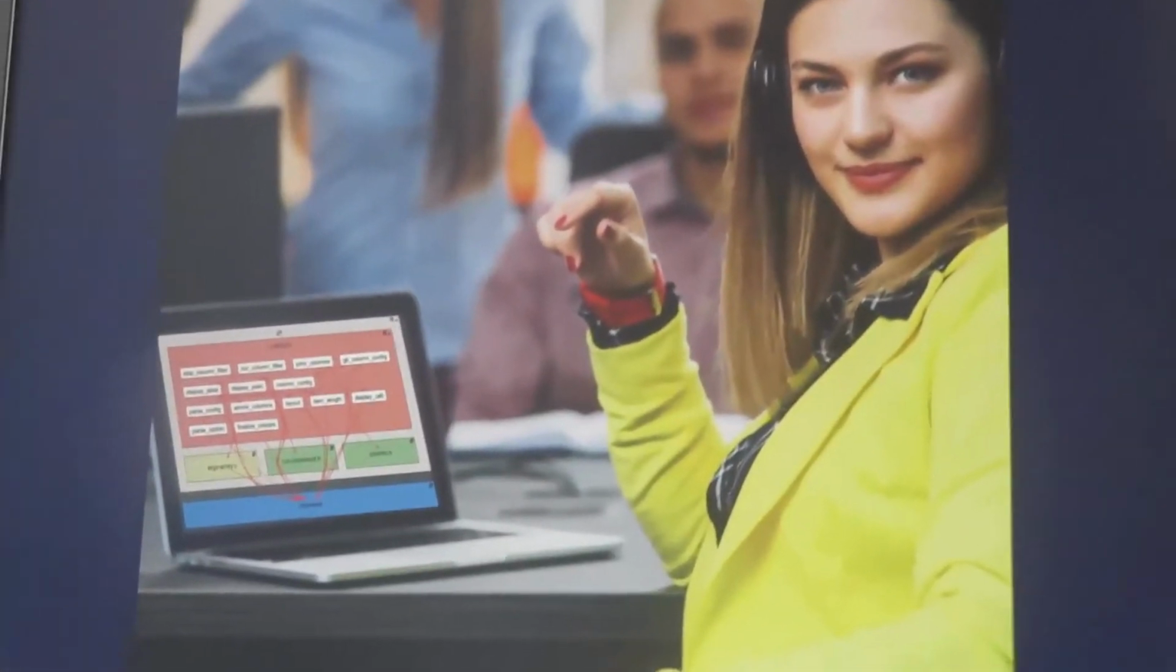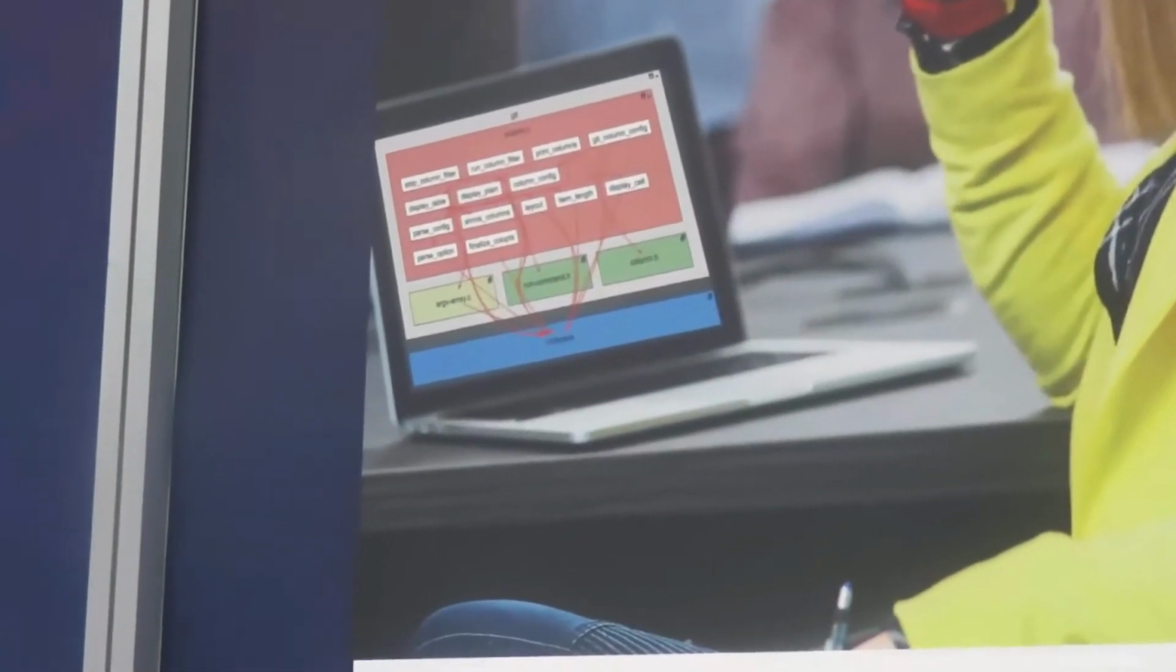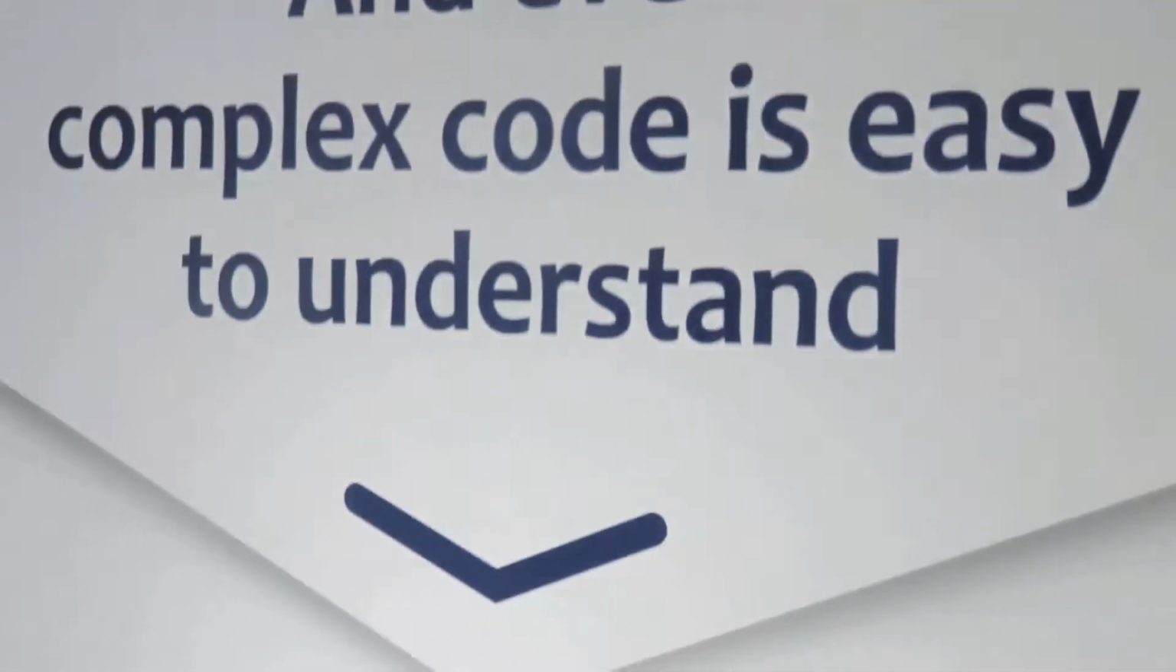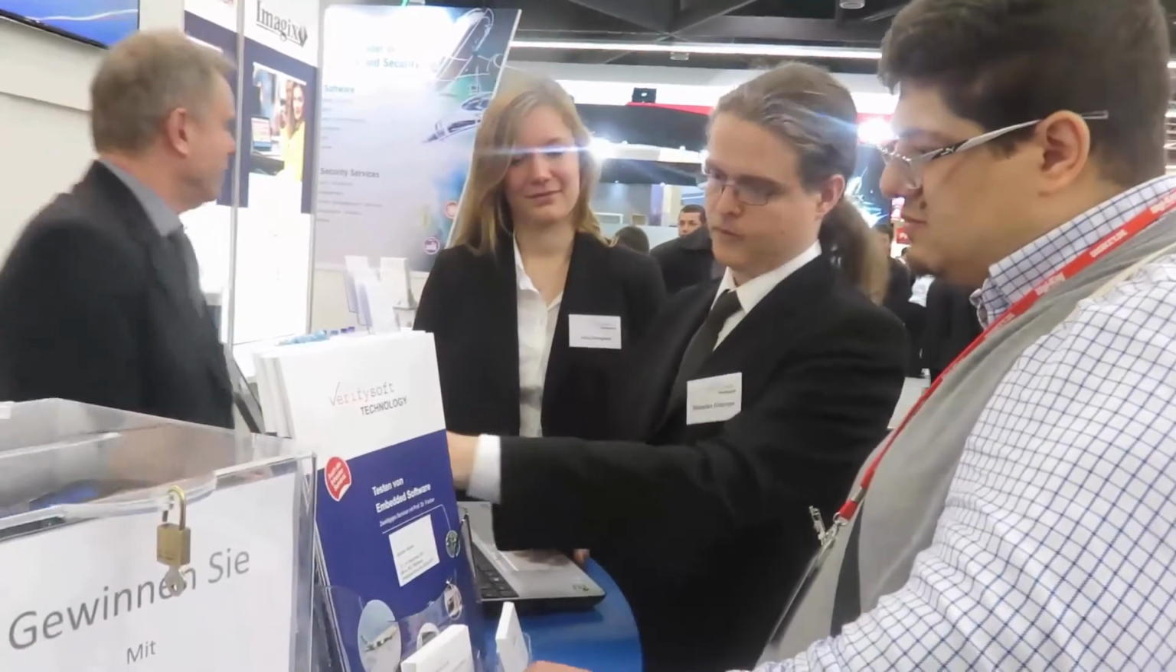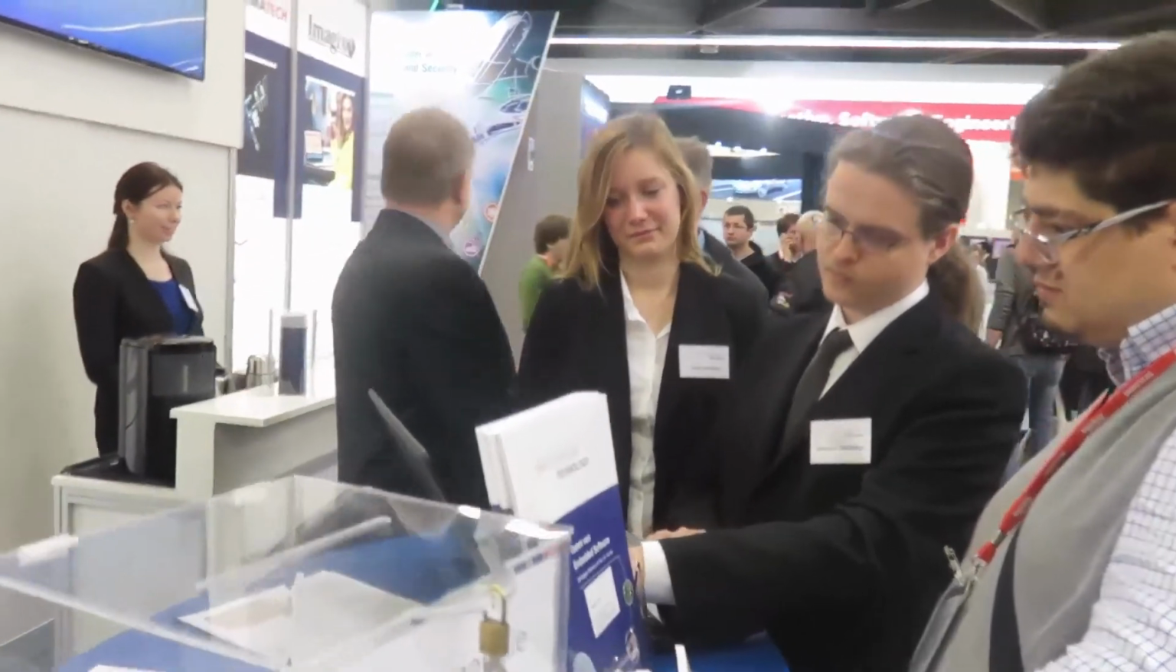Imagix 4D is a tool to understand and improve complex third-party or legacy code. With Imagix, even complex code is easy to understand. The tool helps you with control flow visualization and architecture visualization. Also, coding standards like CWE rules are checked.